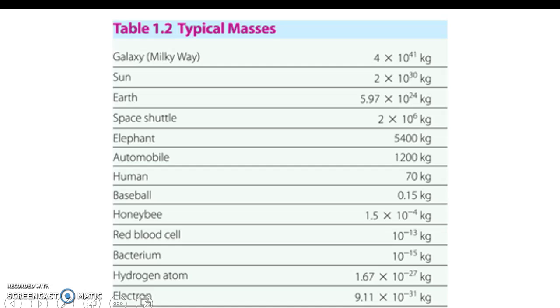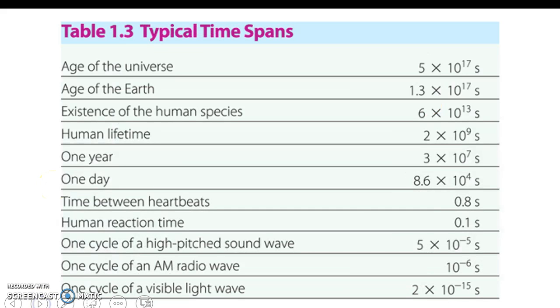Typical masses. Again, we got really, really low masses like the mass of an electron, and then you got things really big like the mass of the Earth, which is something that's kind of important when we talk about gravity. Time spans. How old the Earth is in seconds, 10 to the 17th power. Well, we look at human reaction time, 1/10 of a second. How many seconds in a year, and so forth. Again, look at the exponents here to help us determine the different sizes.